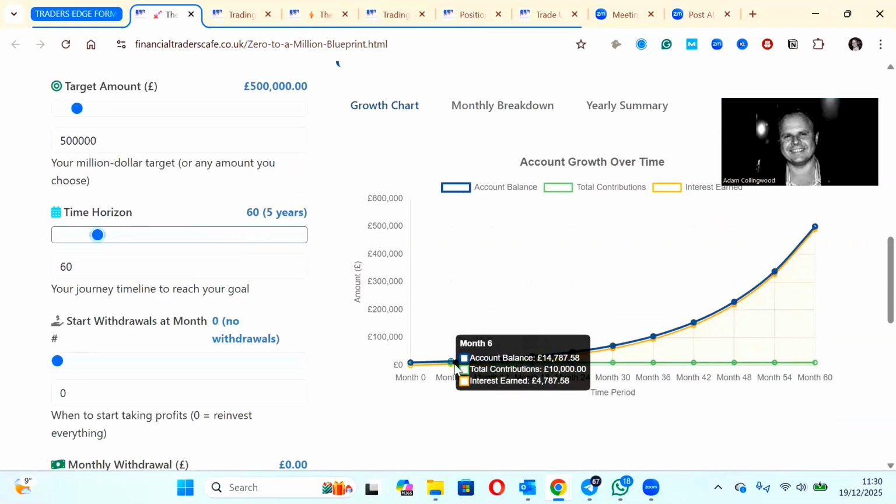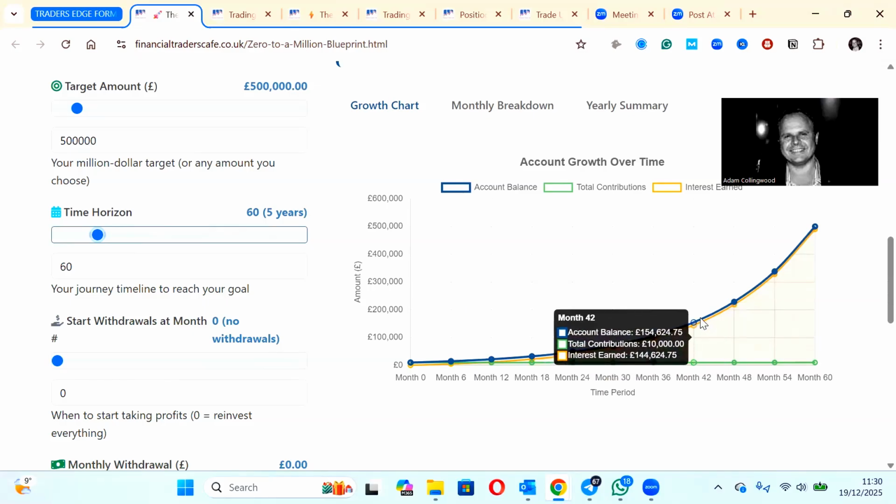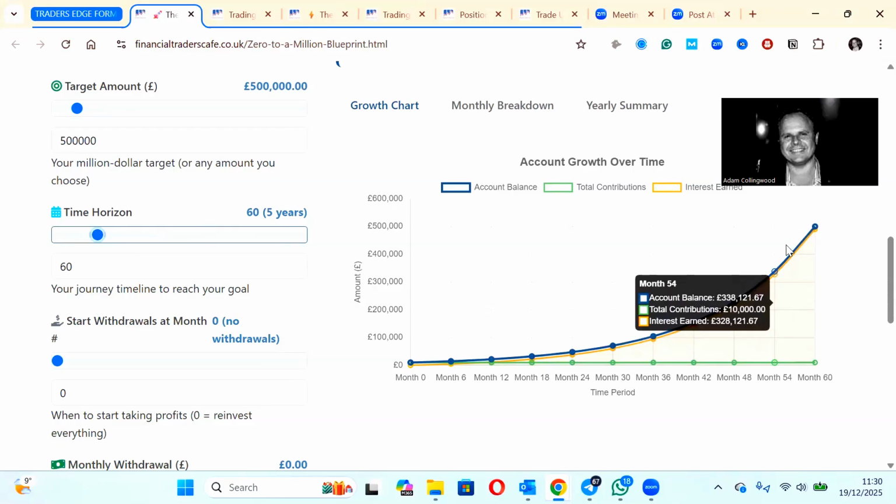So it starts off very, very slow, and then eventually you'll get to the point where account balance after 12 months, month 18, the balance is 32,000, total contributions 10,000. And then when we get to, say, month 42 here, you would have account balance 154, bearing in mind you started with 10,000. So it's not until later on that this really, really builds up.